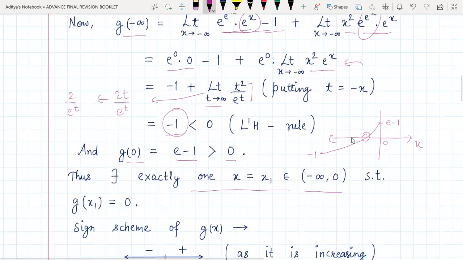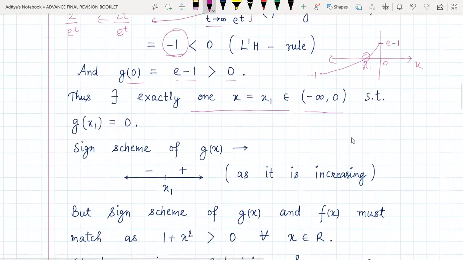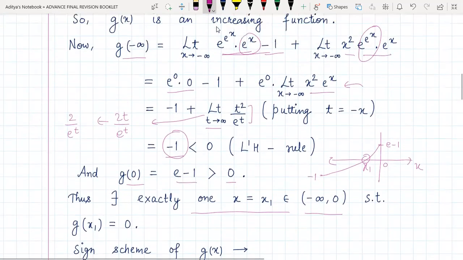So that's why we are saying that exactly one x equal to x1 will exist such that g of x1 becomes 0. Now the sign scheme of g of x would obviously look like this: before the point x1, it would be negative, and then it would be positive. Actually, it is not very difficult to see why this would be the case. I'll try to explain the reason as well.